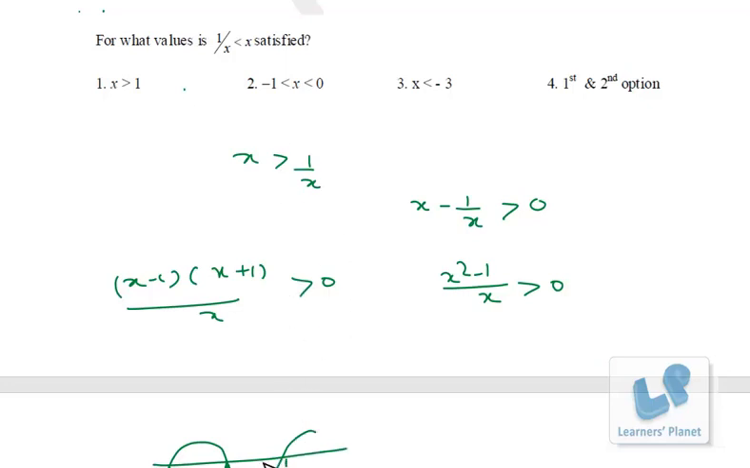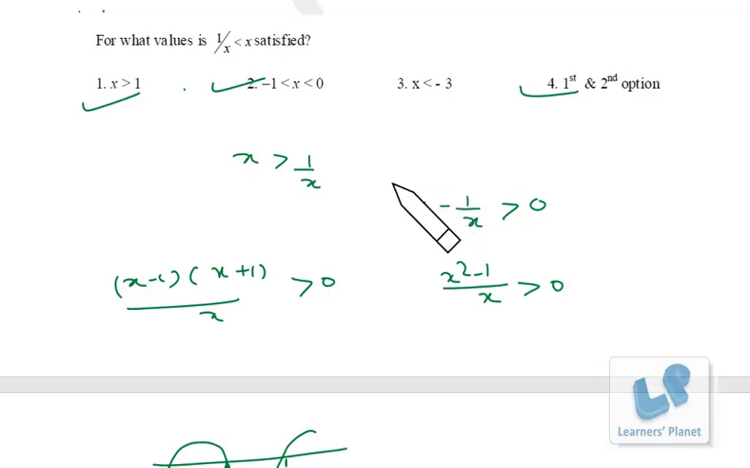You can see the part above the line. So x is greater than 1 and x is between 0 to minus 1. Okay, so this option is correct. So just be careful, never ever go for the cross multiplication in case of inequality, specifically where there is a variable in the denominator. In case there is a constant in the denominator, then it really doesn't make a difference if you go for the cross multiplication. But if there is a variable in the denominator, then don't go for the cross multiplication.